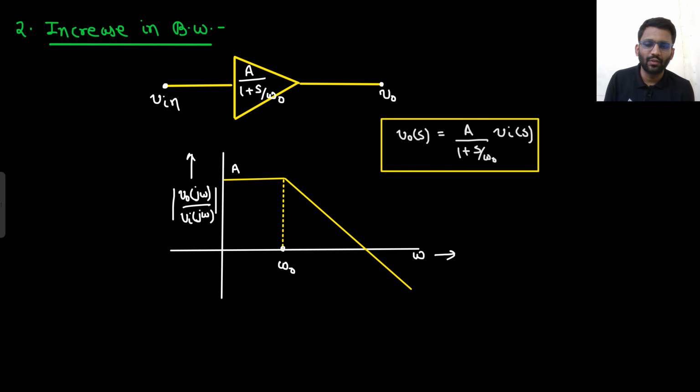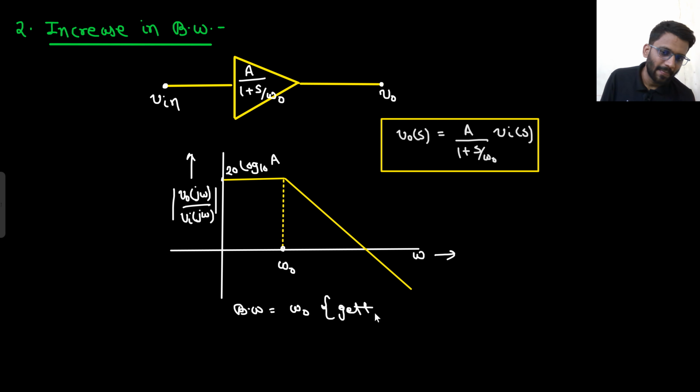Although this will not be A, this should be written in dB, because we are drawing the Bode plot. So basically in this range you are getting a good gain. So your bandwidth here is omega naught.